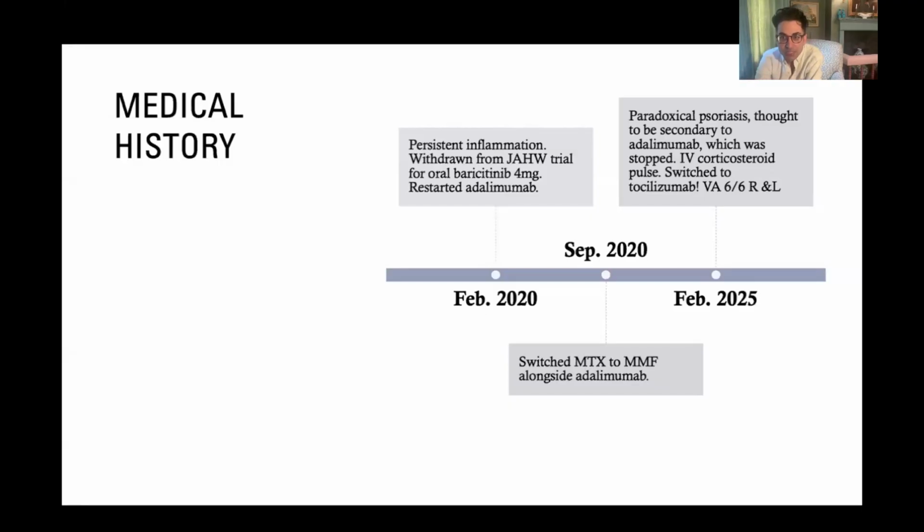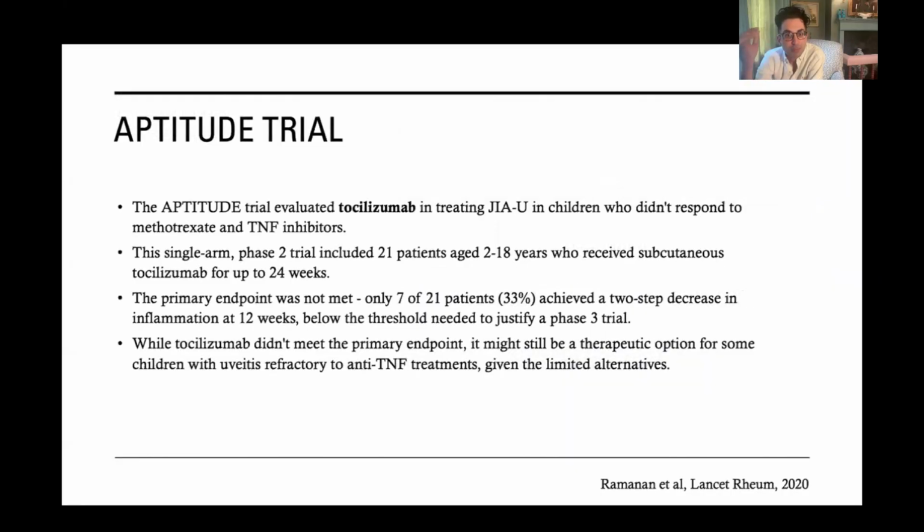Important to note that his vision is still 6/6. And since we're talking about tocilizumab, I can't not include a few words about the APTITUDE trial, which was a single-arm phase 2 trial with a low number of patients, where the primary endpoint of reducing inflammation was not met and therefore didn't justify a phase 3 trial, but did show that in patients that have tried quite a number of medications, tocilizumab may play a role.